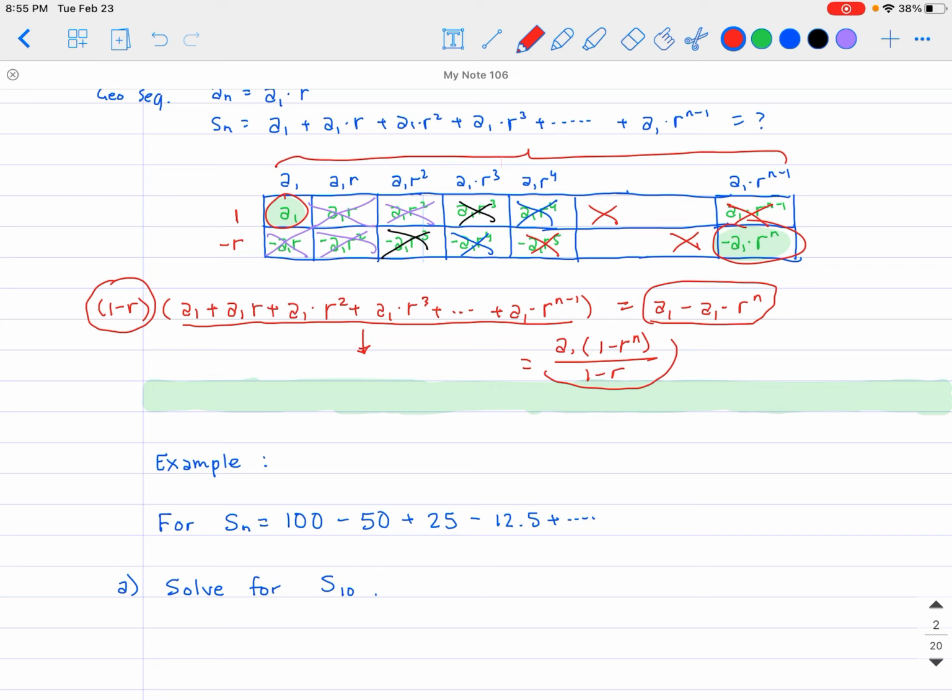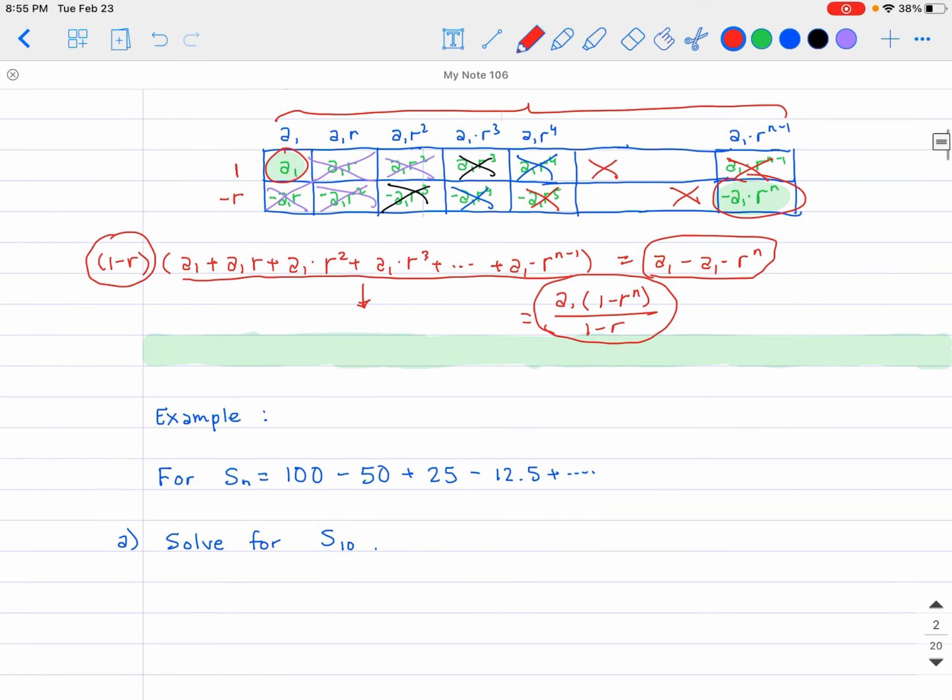Well, simply put, we're just going to throw it into the geometric series equation, and we're pretty much good to go. In our geometric series equation, we denote that a of 1, the first term, is equal to 100. r, in this case, is the ratio, which is equal to negative 1/2. And n, how many terms we have, is equal to 10.